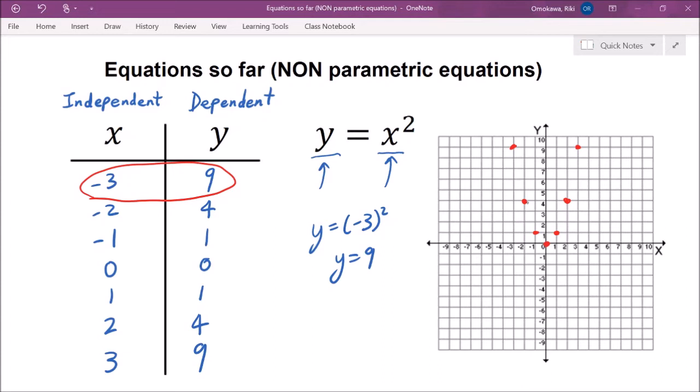Also, don't forget, we could find x and y values between the ones we have here, right? We could graph more points in between. So basically, this graph is a continuous curve of points like this. And if you remember from your previous work, the graph of this equation is a parabola.